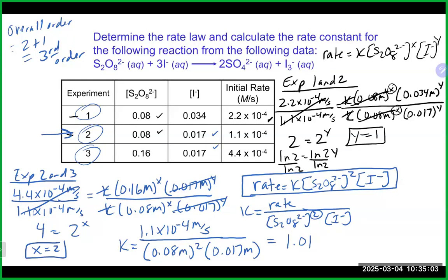Now, in terms of units here, molarity on top will cancel one of the molarities on the bottom. The others will actually stay there. We end up with 1 over molar squared seconds in this case. Or again, you could do M to the minus 2, s to the minus 1 as well.